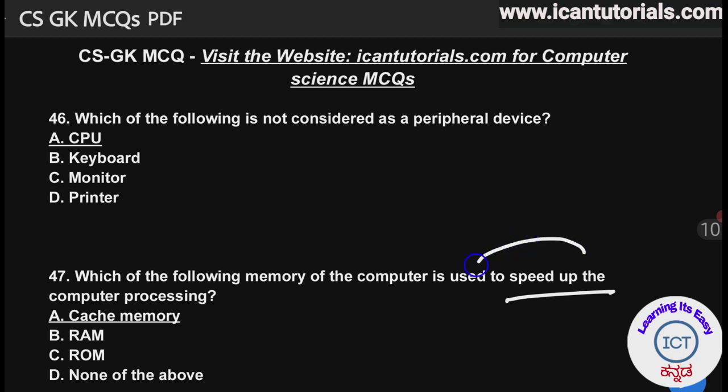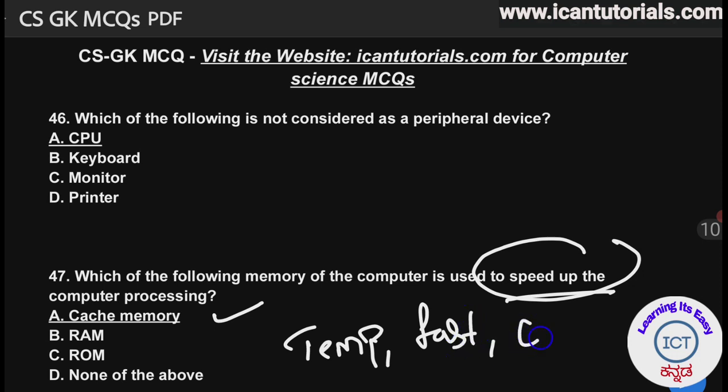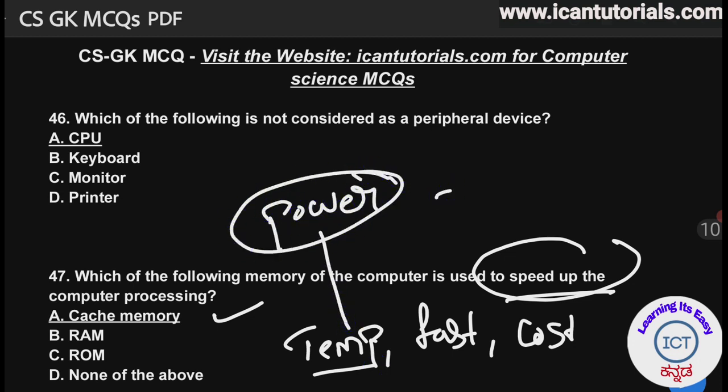In order to speed up the computer processing, we are going to use cache memory. The answer is cache memory. Cache memory is a temporary memory, it is a fast memory, and it is the costliest memory. Remember, cache memory is a temporary memory. It means as soon as the power is cut off from the system, whatever data is stored inside this cache memory will be deleted. So cache memory is a temporary memory and it is very fast memory. At the same time, it is the costliest memory.